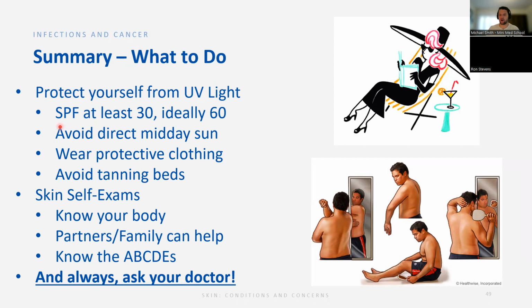They recommend to always use sunscreen of at least 30, but ideally 60 SPF, especially when you're anticipating being in direct sunlight or being exposed to UV rays. They also mentioned to avoid direct midday sun. That's that high UV index you hear about, when the ultraviolet light is going to be its most powerful. And they say typically that's between the hours of 10 a.m. to 4 p.m. They also say to wear protective clothing.